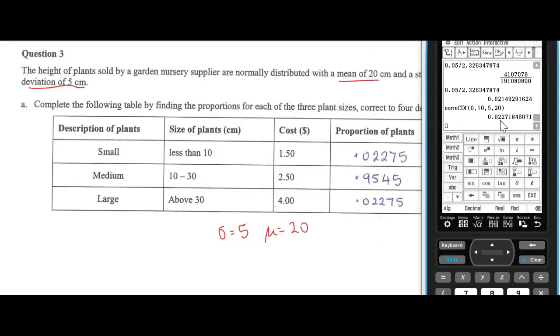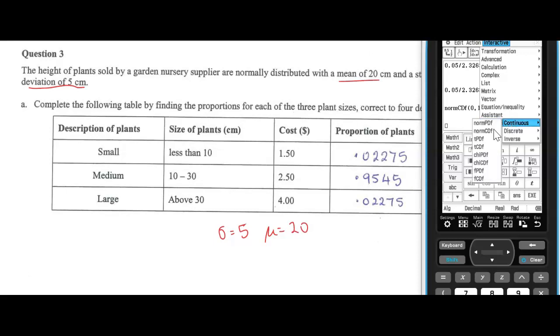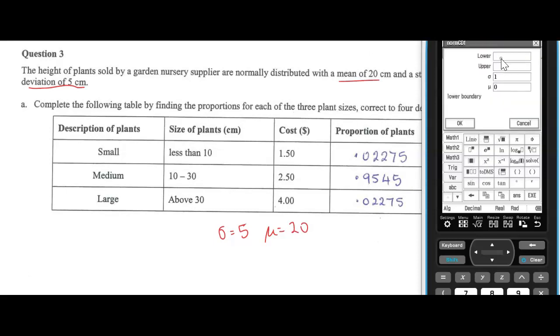All right, so you can actually see I got 0.02271. Now I wonder, let me just think, actually, whether I should have done negative infinity.